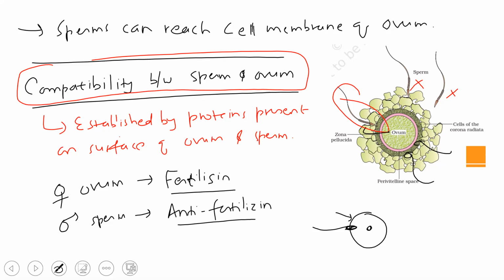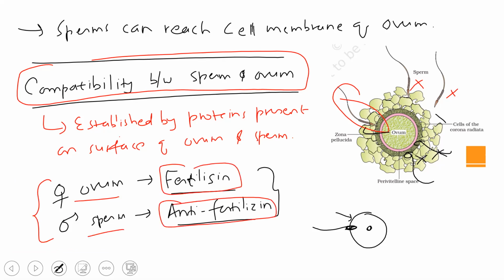That is this one you can see over here. This won't be able to enter. Why? Because only these are compatible. We are not completely sure how this happens. It depends completely on the ovum to allow which sperm to enter. We do not have complete scientific information on how this happens. These are proteins and it is like lock and key. Where the anti-fertilizin of the sperm fits, the ovum will allow that sperm to enter.